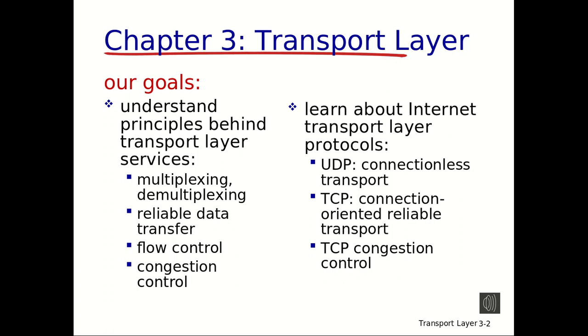We'll also learn about practical internet transport layer protocols such as user datagram protocol or UDP, which we discussed in previous lectures, is a connectionless transport protocol. And in addition to that, we'll be specifically looking at transmission control protocol or TCP, which is a connection oriented, reliable transport protocol which deals with flow control as well as congestion control.